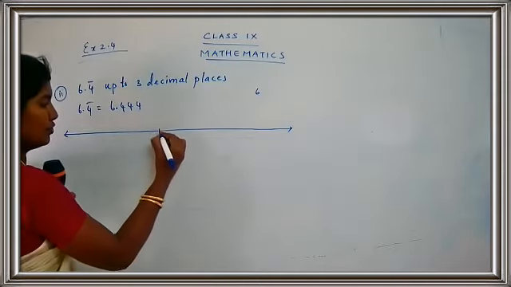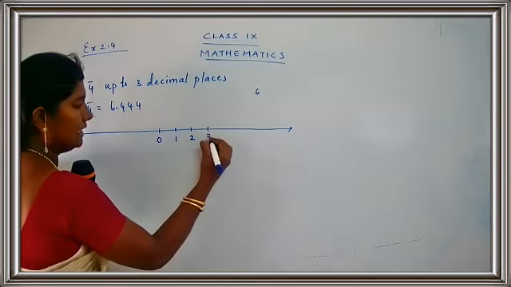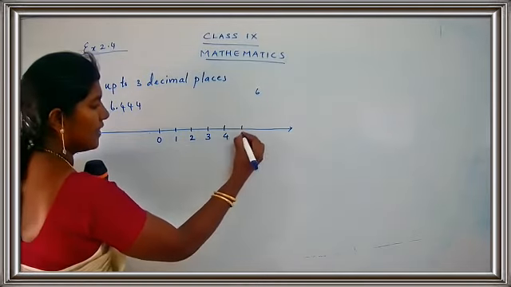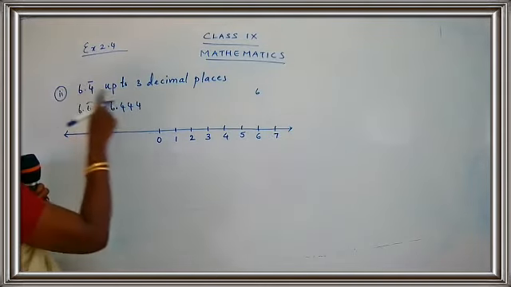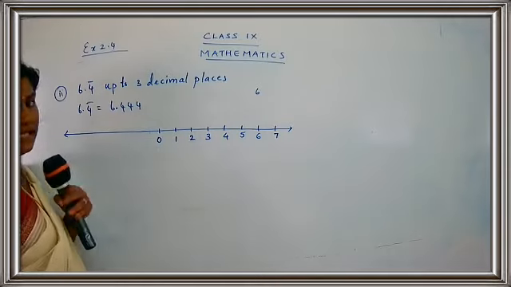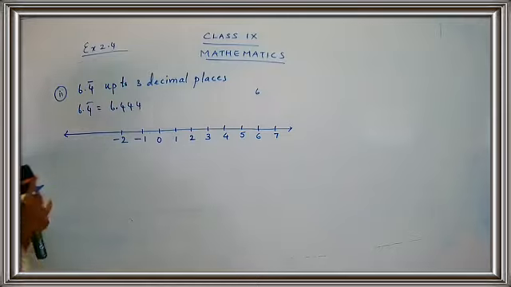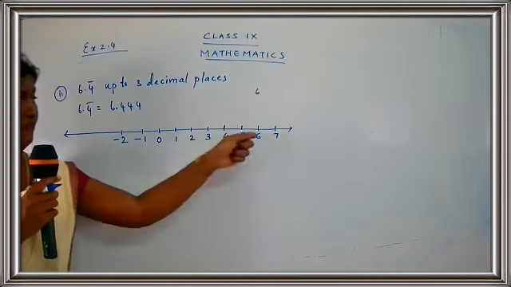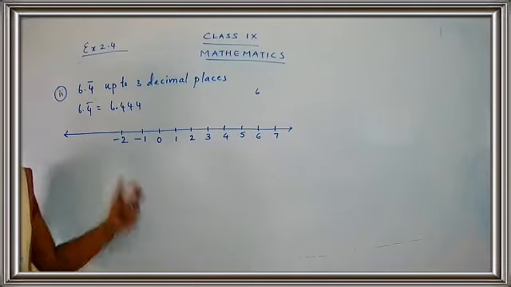So put here 0, 1, 2, 3, 4, 5, 6, 7. Because what is the first number? 6. So 6 and the next number, that is 7. Here no problem, we can just take 2 negative numbers. Enough. Because I am going to magnify this area, I am going to enlarge this area. So write down 6 and 7. Here 2 numbers are enough.